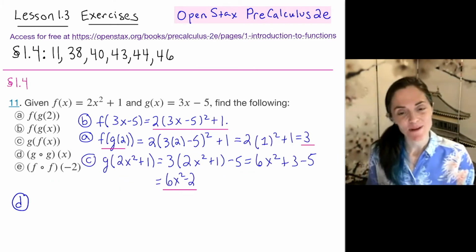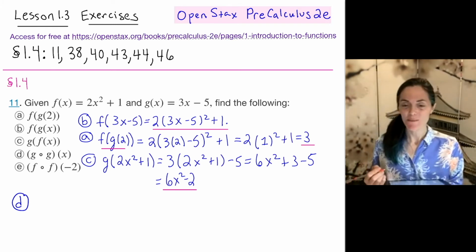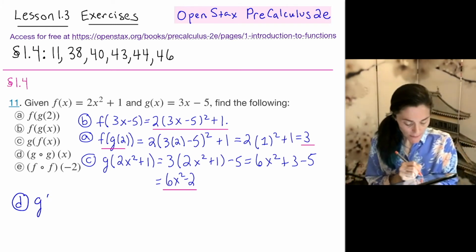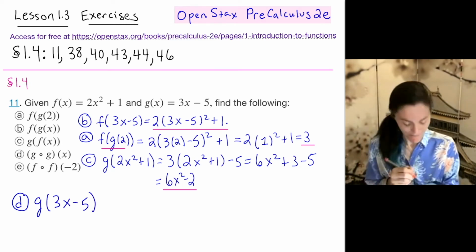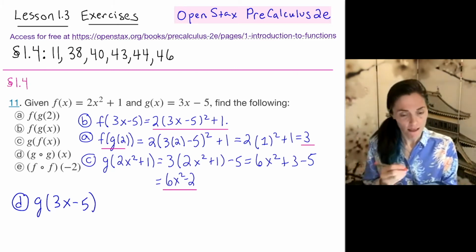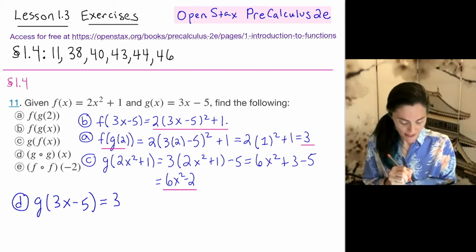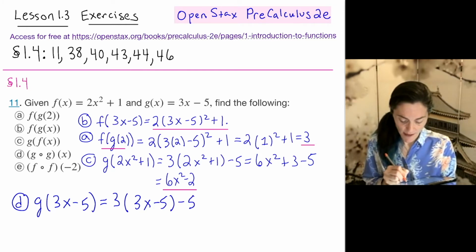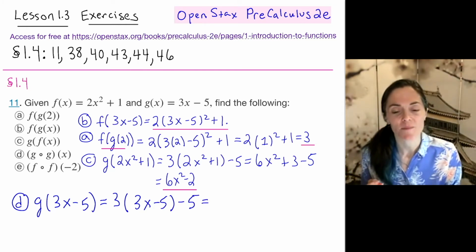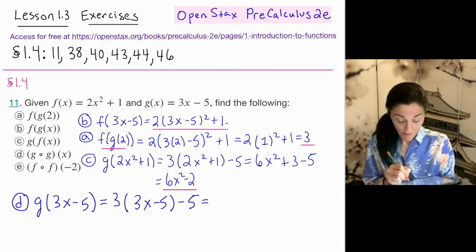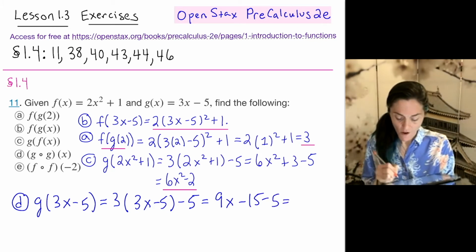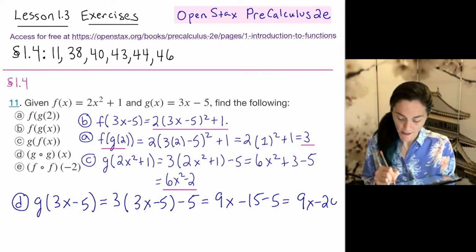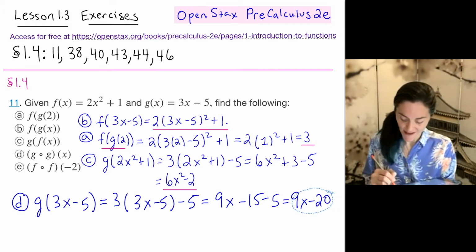Letter D, we want g composed g. We didn't practice this in the lesson, but it's a wonderful exercise. This means we put g of x into g. My inside and outside functions are both g. Everywhere you see an x in the expression for g, we put in 3x minus 5. Just like above, I will simplify this. We get 9x minus 15 minus 5. Altogether, I have 9x minus 20. This is g composed g.